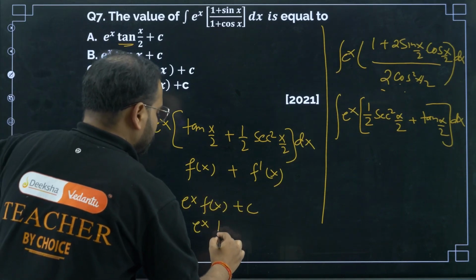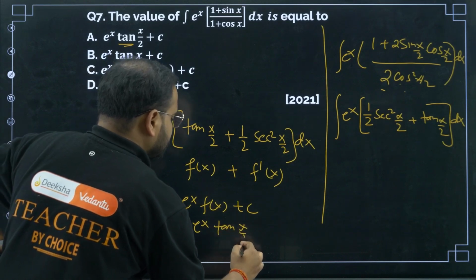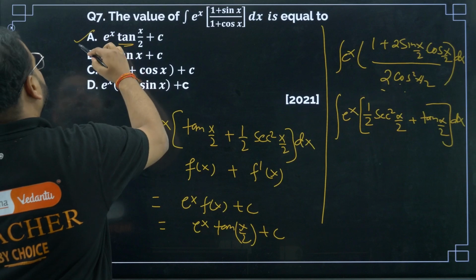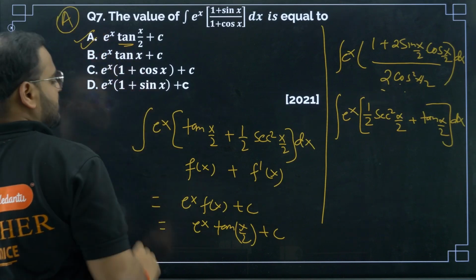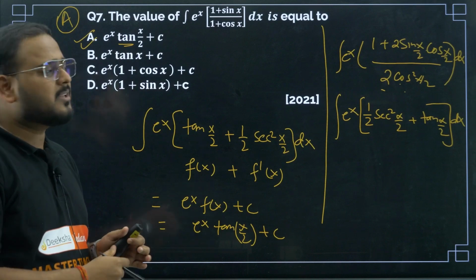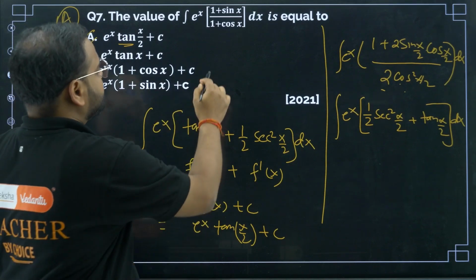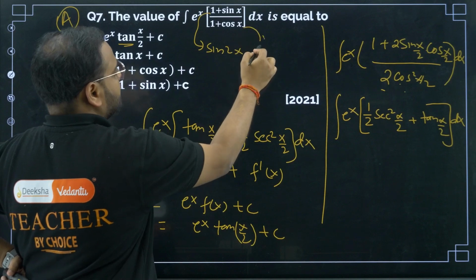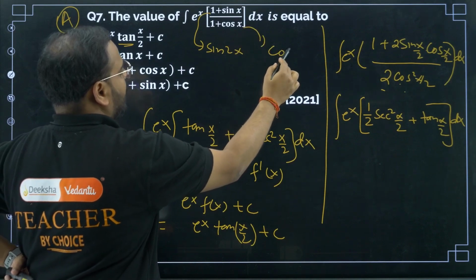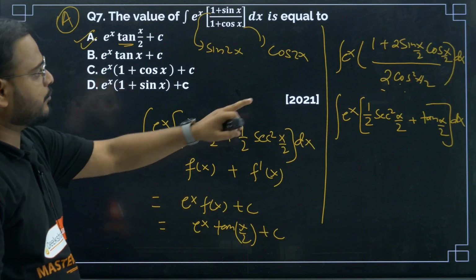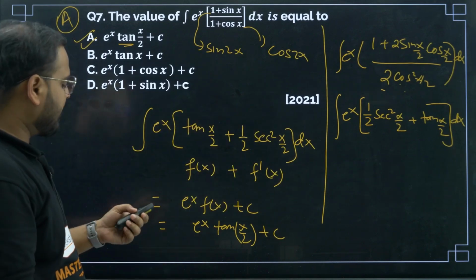Tan x by 2 plus c. Any option like this? First one only. Correct. So this is visible, all of it. Yes. And simple question, very simple. We just have to use that formula for what? For the numerator we used what? Sin 2x. We use what over here? Cos 2x. In this case 2x is x, so no problem there. That's why we got x by 2 and x by 2 for sin and cos, both of them.